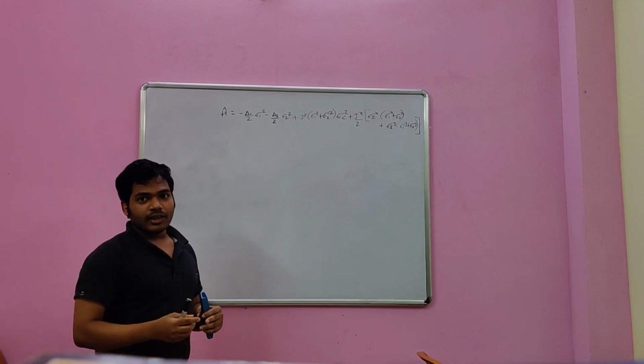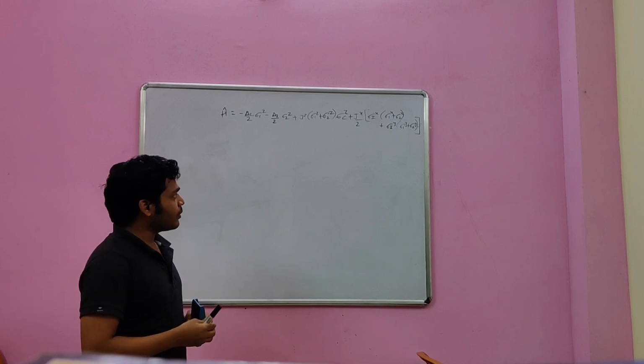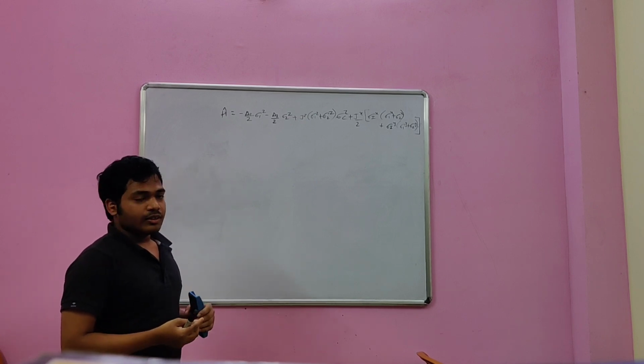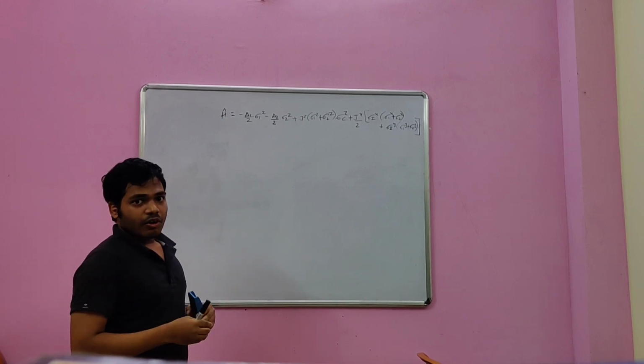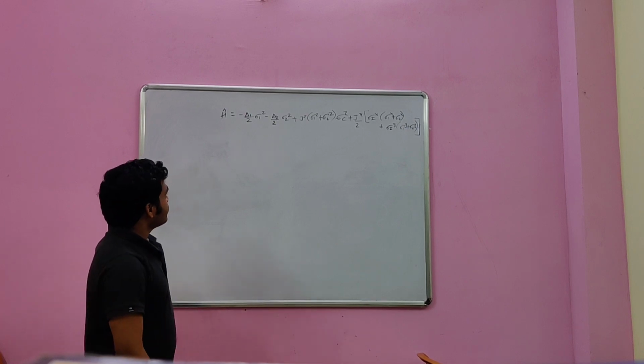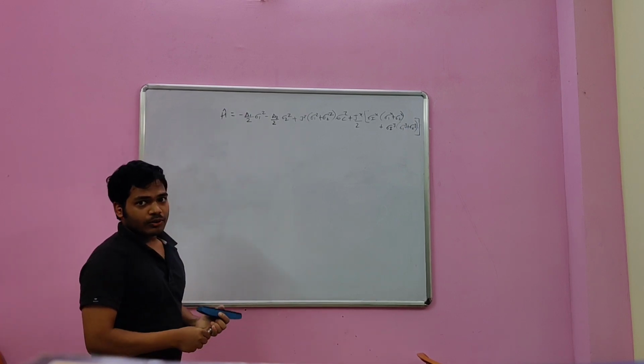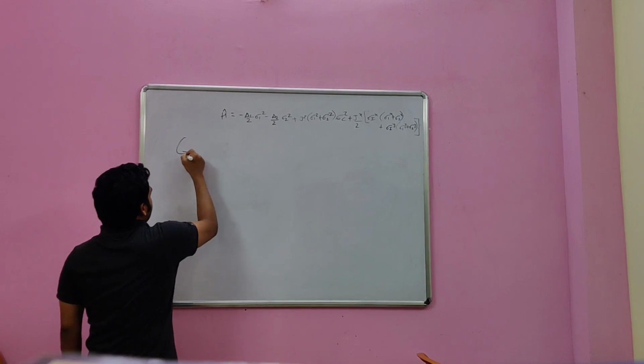Design a quantum circuit for a Hamiltonian. If we are given a Hamiltonian, how can we prepare a quantum circuit corresponding to that Hamiltonian? Okay, so this is a Hamiltonian of a quantum router. Just let me write it down.